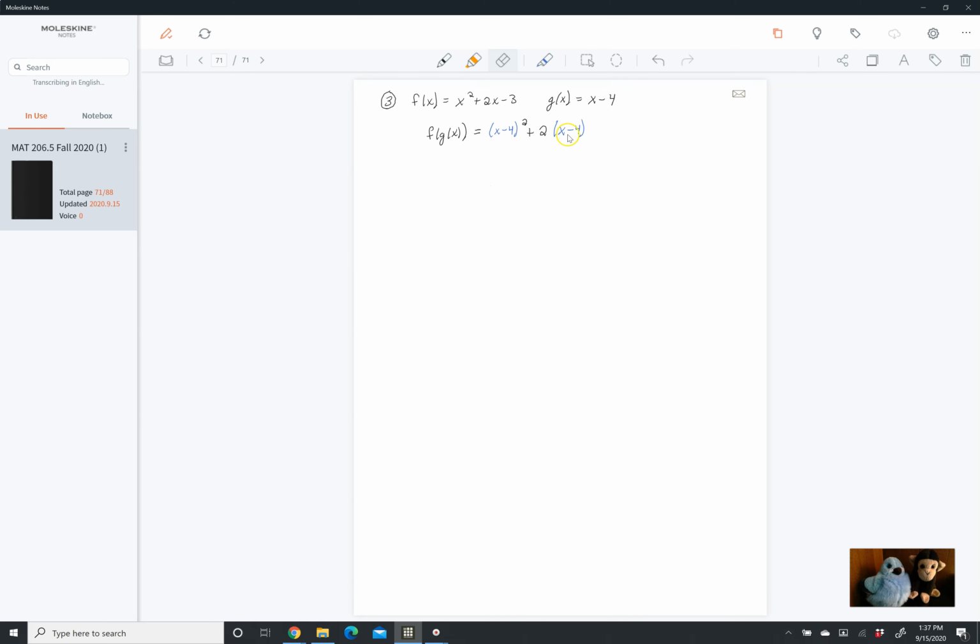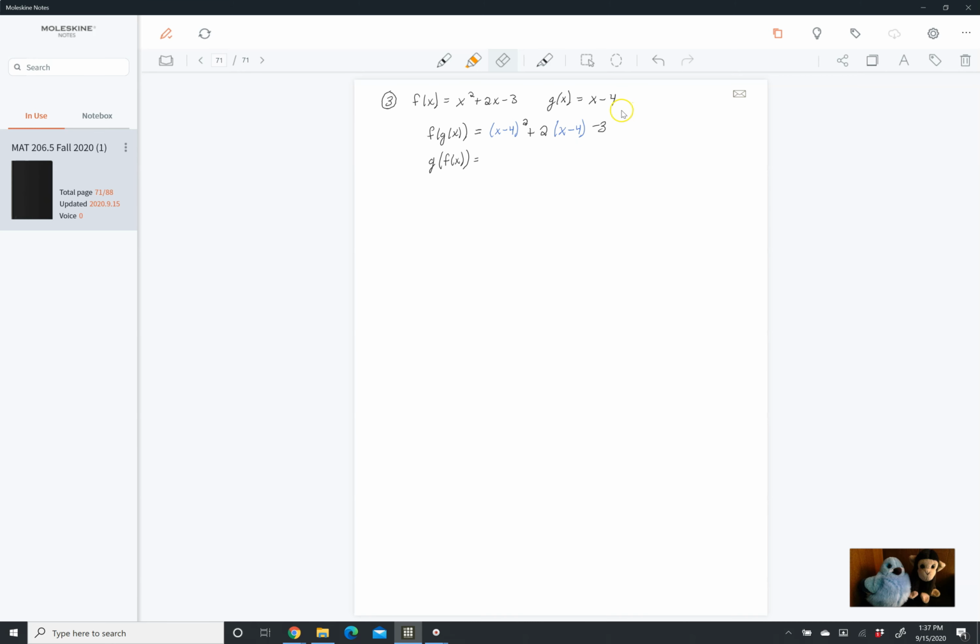Okay, again, I apologize. This is running a little slow. So 2 times x minus 4. And then we still have a minus 3. Don't forget about that minus 3, okay? The most common mistake is you get so caught up in replacing that you forget about the ends of the functions. And then finally, we have g of f of x.